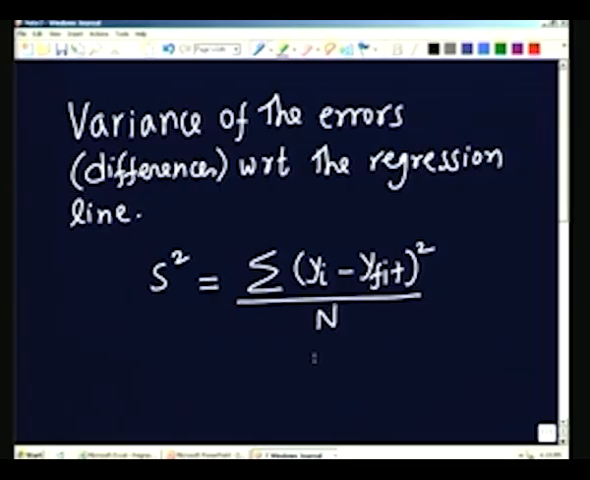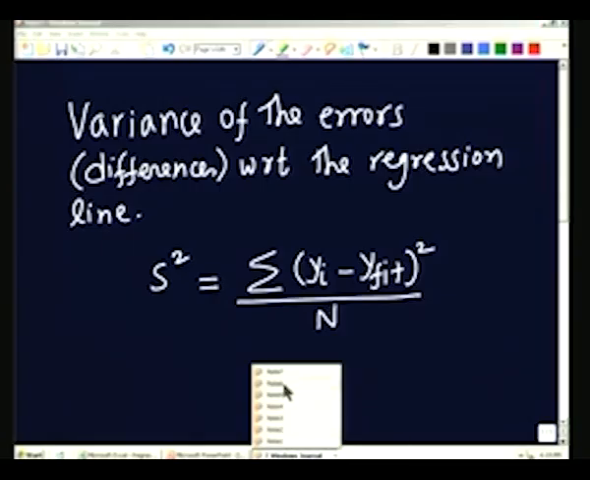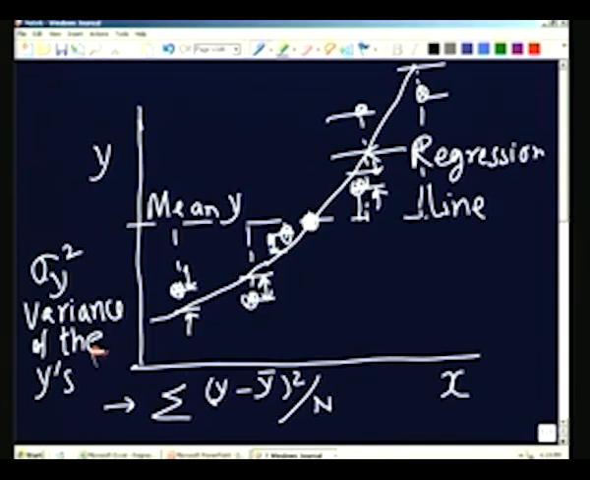So, we see that we have defined a variance of the y's given by sigma y squared, which is given by this formula here. This is the sum from i equals 1 to n of y i minus y bar whole squared divided by n, and y bar is of course sigma y i divided by n. So, just look at this quantity. This quantity tells you how the data points are distributed with respect to the mean value of the y.